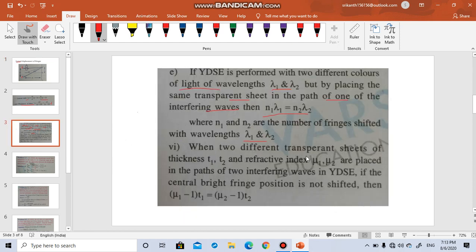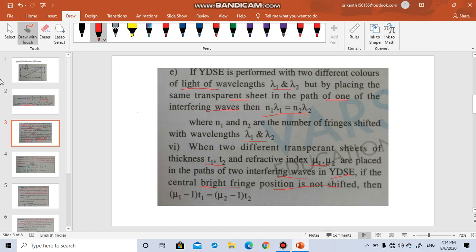Now, when two different transparent sheets of thickness T1 and T2 and refractive index mu1 and mu2 are placed in the path of the two interfering waves in YDSE, if the central bright fringe position is not shifted, then mu1 minus 1 into T1 is equal to mu2 minus 1 into T2. Now what he is saying is, if you take two different transparent sheets of different thicknesses, and let us say their refractive indices are also different, mu1 and mu2, and they are put in the path of the two interfering waves of YDSE.